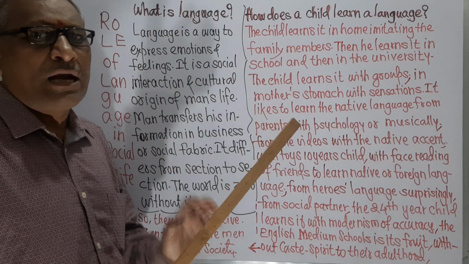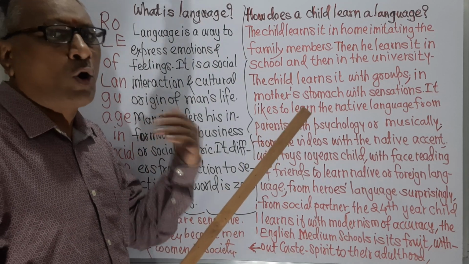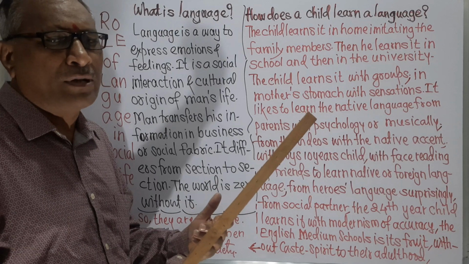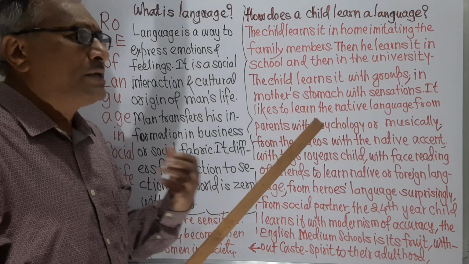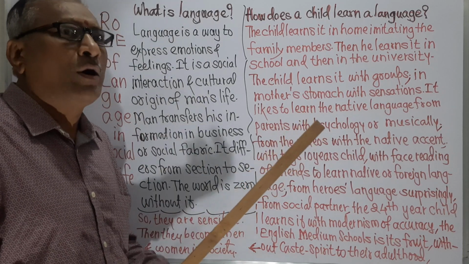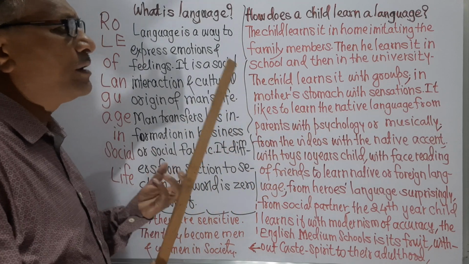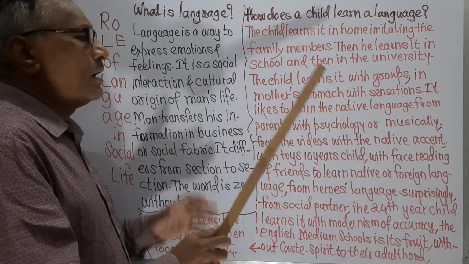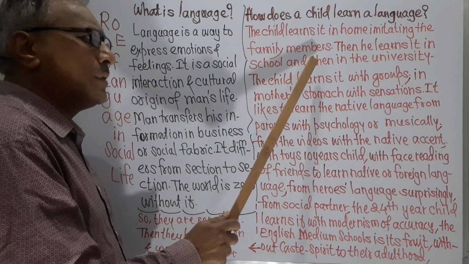Remember, at first the child comes into birth, and this child learns the language at home, imitating the family members. This child imitates, copies the family members. He copies the behavior of the family members, he copies the talking of the family members. He follows, imitates, and copies everything of the family members. That's why I tell you that the child learns this language imitating the family members.